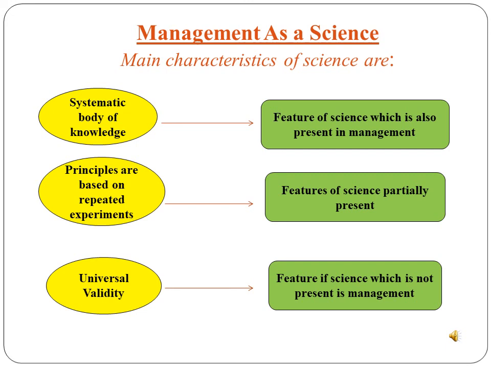So when we conclude about all these things, management is regarded as a science, but it fulfills only certain criteria of being a science. It is not a full science or a pure science. That is why it is also known as a social science or impure science, right?